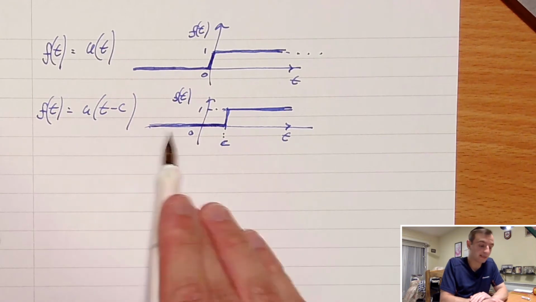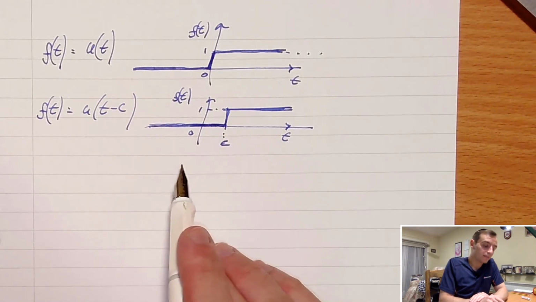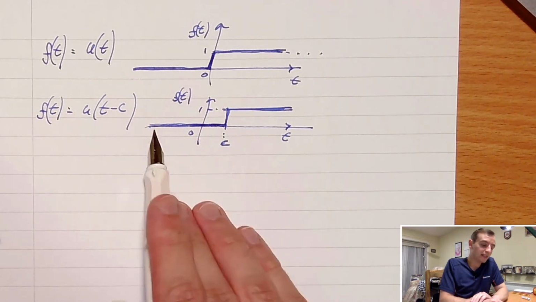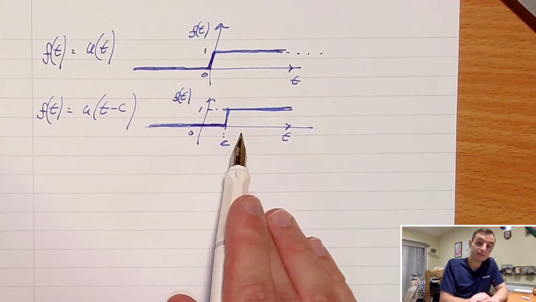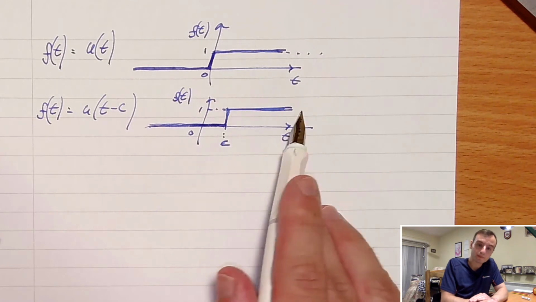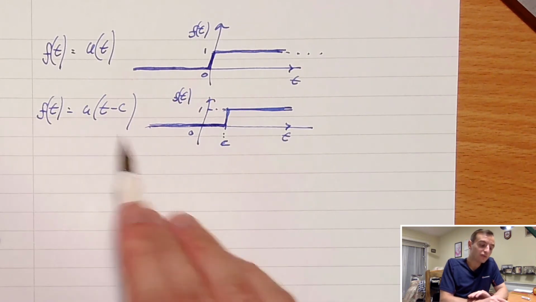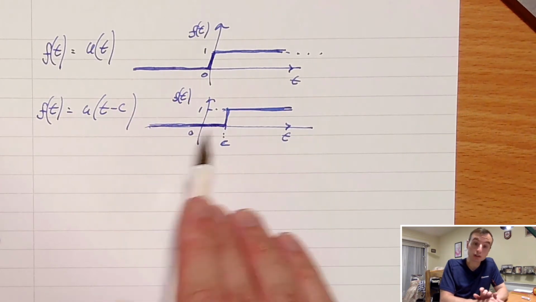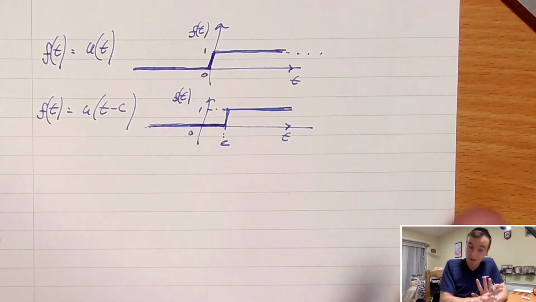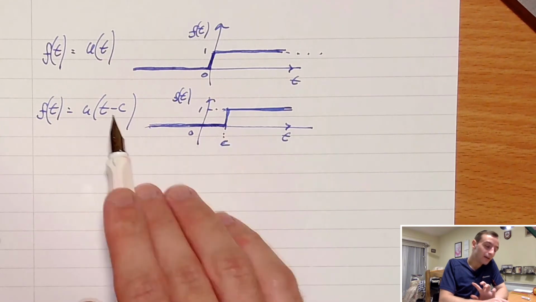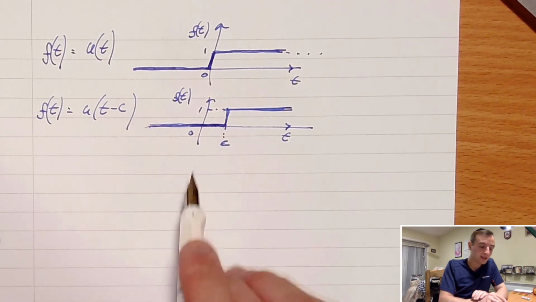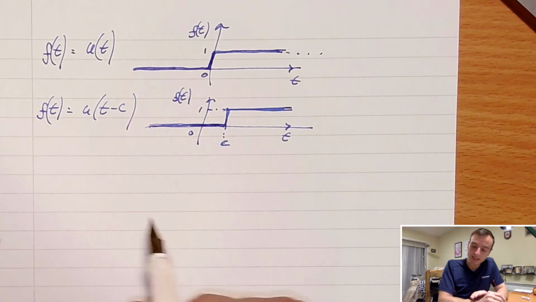So if we had u(t minus 3), this would be 0 until t equals 3, and then it would go to 1. And if we multiply this with any function, we can now effectively turn the function on, at least for now, at any point in time we want by choosing the value of c.